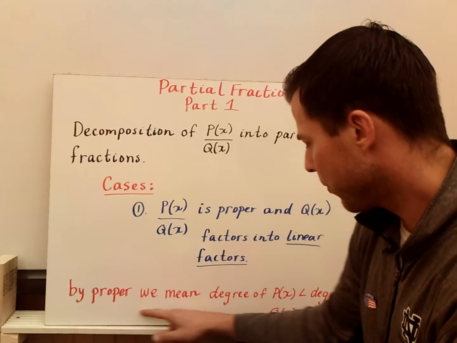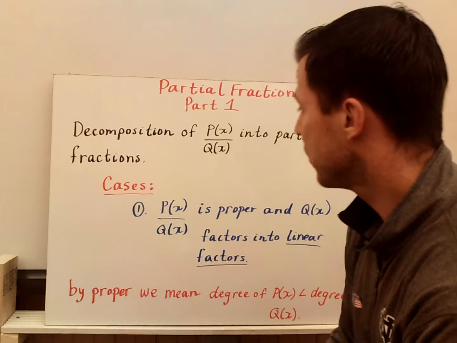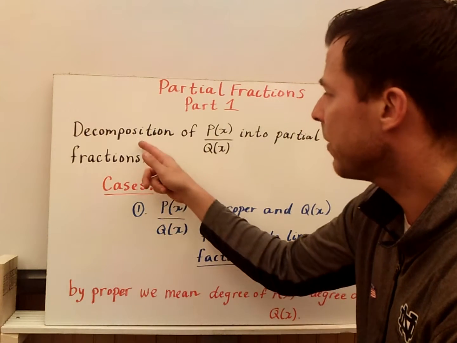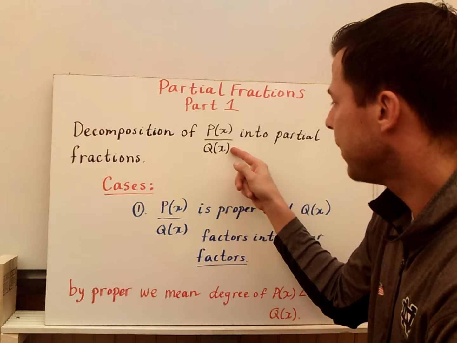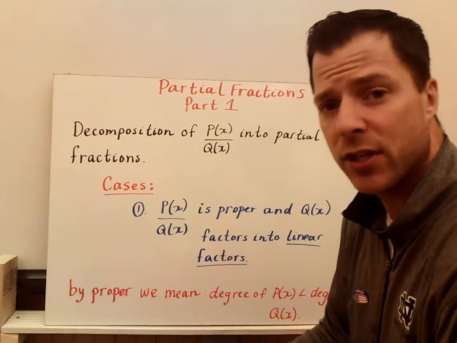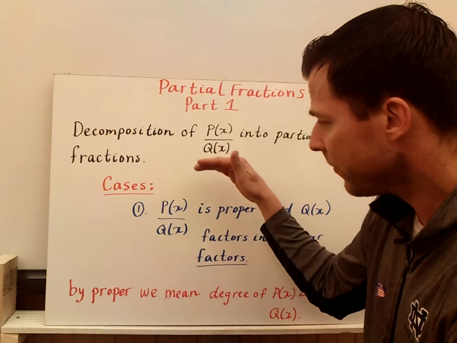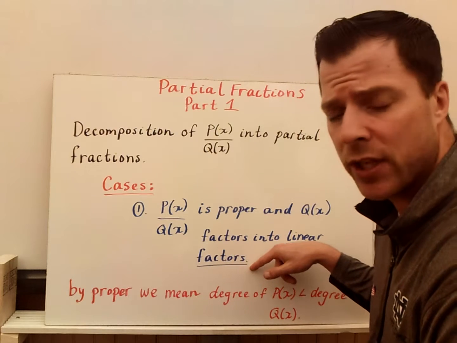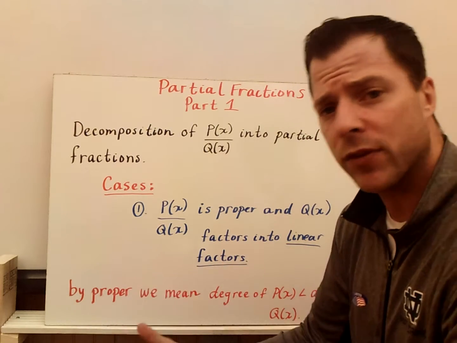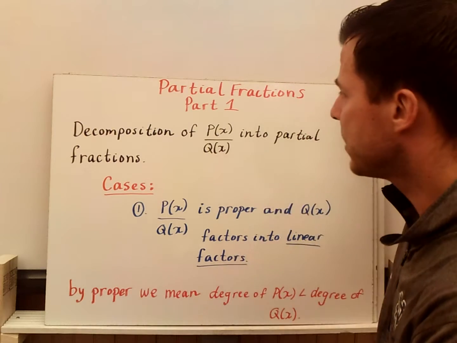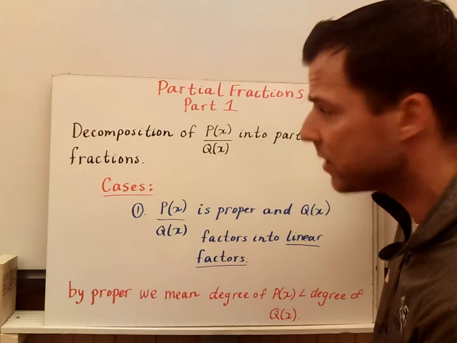By proper we mean that the degree of p of x is less than the degree of q of x. So what we're talking about is the decomposition of p of x over q of x, which are polynomials, into partial fractions. In this video we're going to specifically look at this case, and in other videos we'll look at where p of x over q of x is not proper, and some other methods, all dealing with partial fractions. So we're just looking at this specific case in this video.